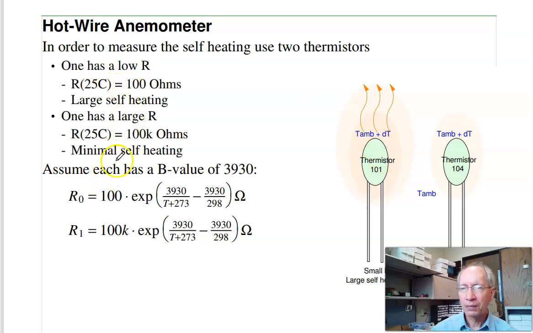then I'll have more current. More current means more I²R losses. With the larger thermistor, I'll have much less current. Less current means less self-heating. So the 100K thermistor will basically be reading ambient temperature. The 100 ohm thermistor is ambient plus self-heating. The stronger the wind, the closer these are together.